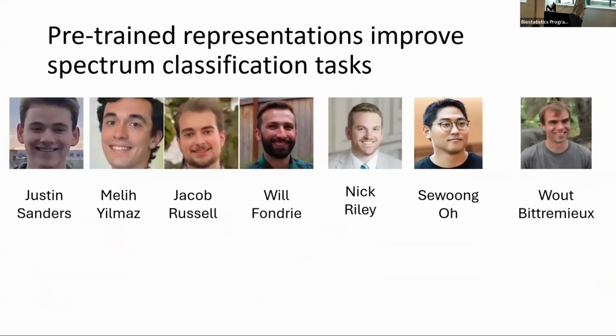And now I want to switch gears and tell you the other story, or at least part of it. It has to do with a different kind of data entirely. This is work that was done primarily by Justin Sanders, who's a graduate student in my lab, and jointly with Melih Yilmaz, a former graduate student. And then collaborations with Suwon Oh in computer science, Wout Bittremieux, who is at the University of Antwerp, and Nick Riley, who's in chemistry at the UW.